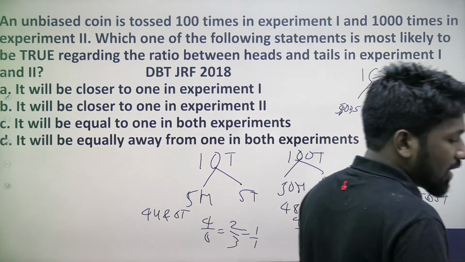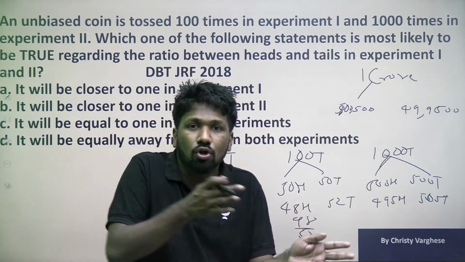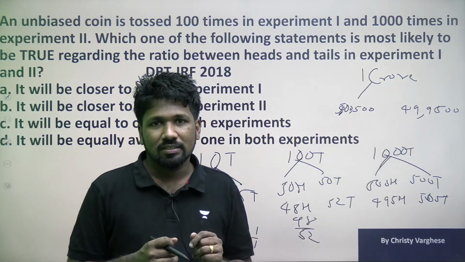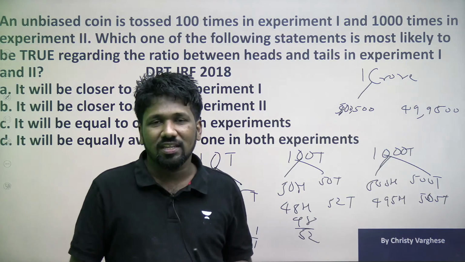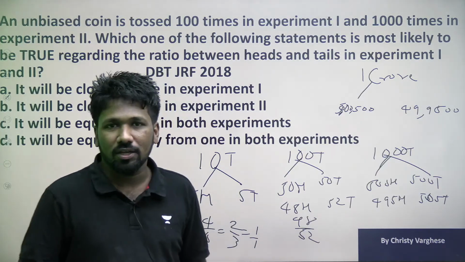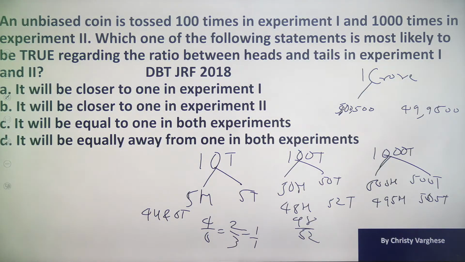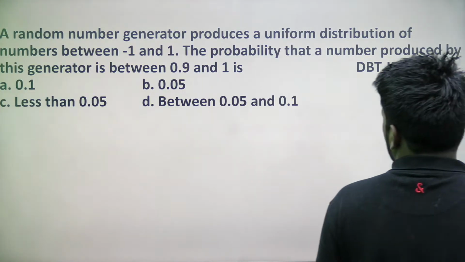When the number of trials is more, only then do we get closer to the ideal probability. The theoretical probability we say is that the chance of getting a head is 1 by 2, getting a tail is 1 by 2. So that is what is being tested in this question. Hope all of you understood this. Then let's go to the next question.